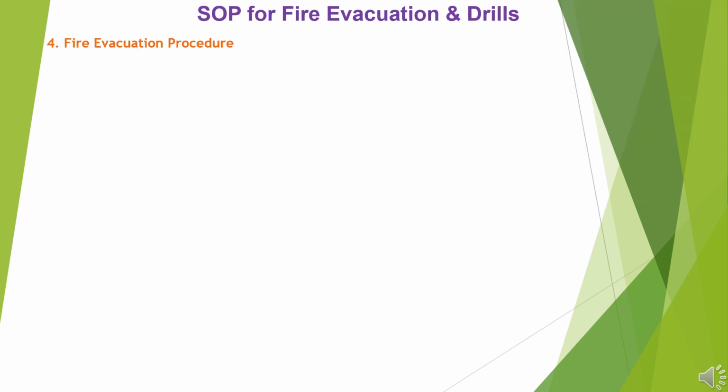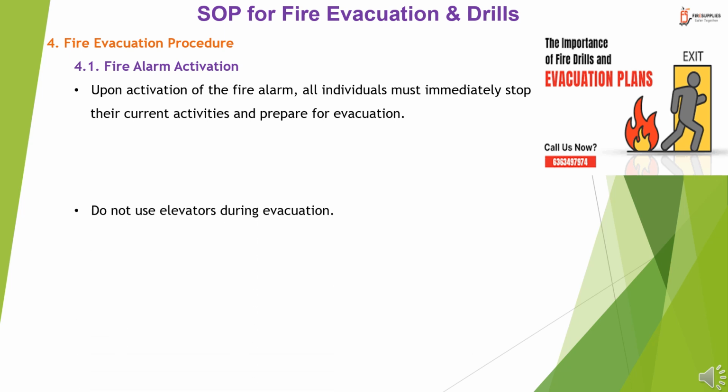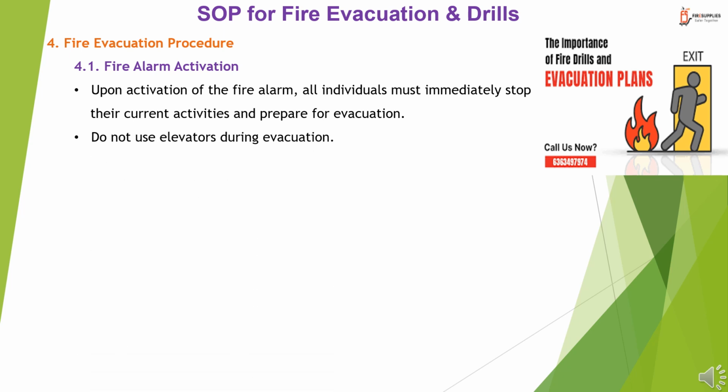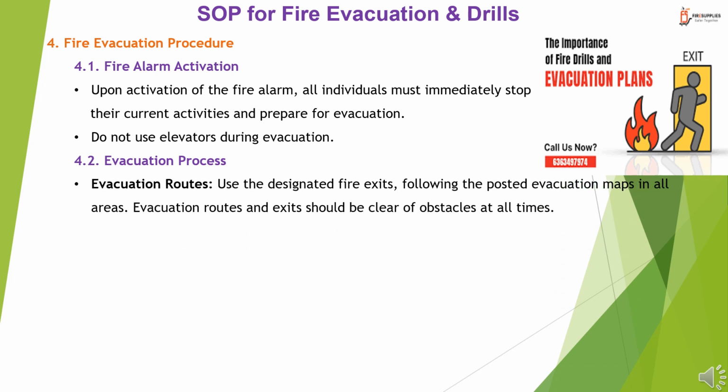4. Fire evacuation procedure. 4.1 Fire alarm activation. Upon activation of the fire alarm, all individuals must immediately stop their current activities and prepare for evacuation. Do not use elevators during evacuation. 4.2 Evacuation process. Evacuation routes. Use the designated fire exits, following the posted evacuation maps in all areas. Evacuation routes and exits should be clear of obstacles at all times.